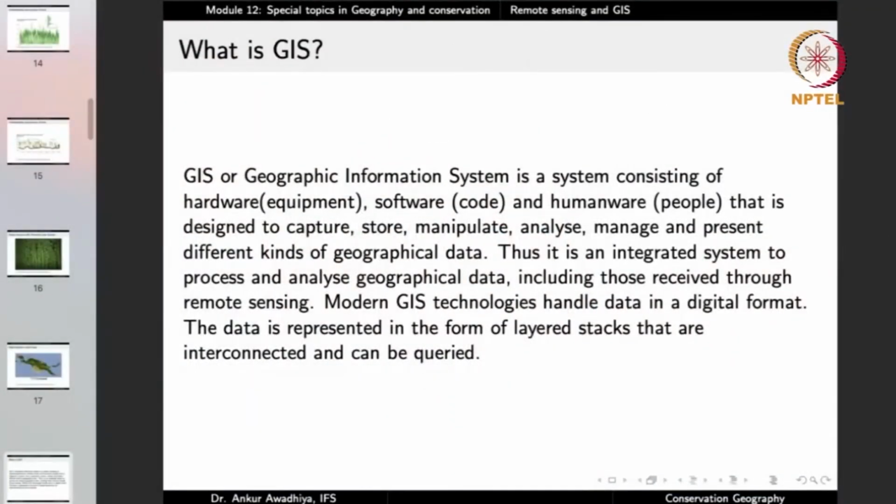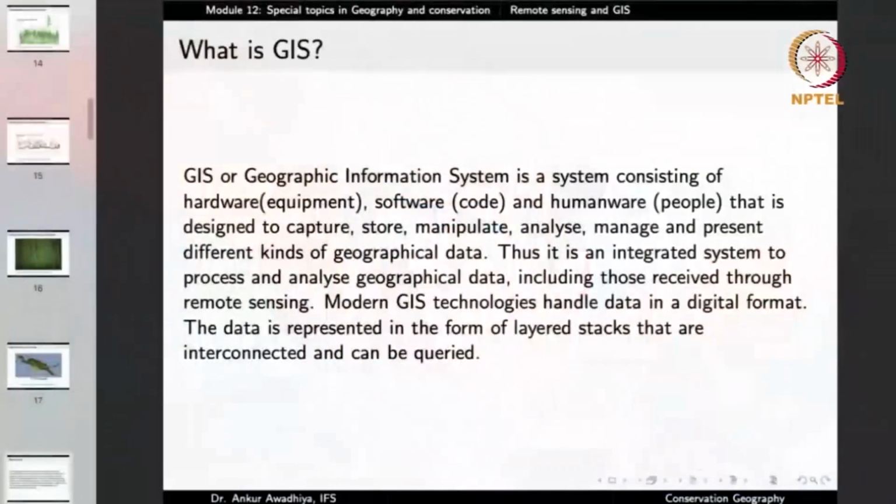Now, doing all of these computations comes under the purview of GIS, which is Geographic Information System, a system consisting of hardware or equipment, software or code, and humanware or people that is designed to capture, store, manipulate, analyze, manage, and present different kinds of geographical data. Thus, it is an integrated system to process and analyze geographical data, including those received from remote sensing. So basically in GIS we are taking data from different platforms. We can have data from remote sensing platforms like LiDAR data or satellite photographs, or data from other sources such as books, tables that were made previously, and field measurements, and we can provide each of these data with geographical coordinates.